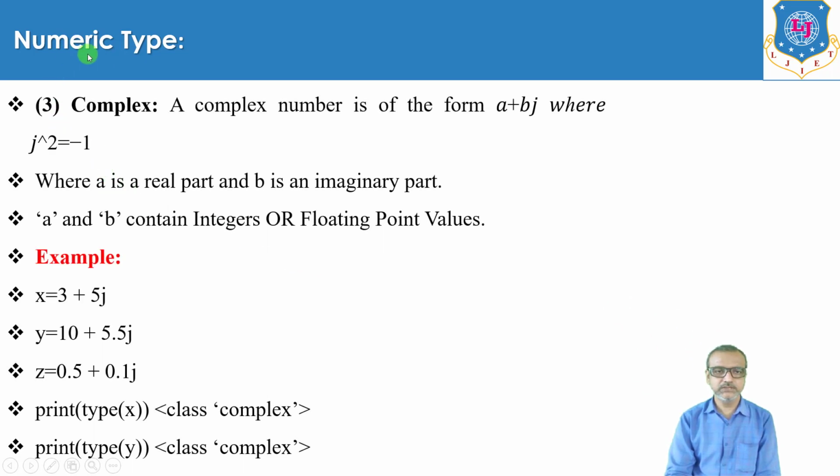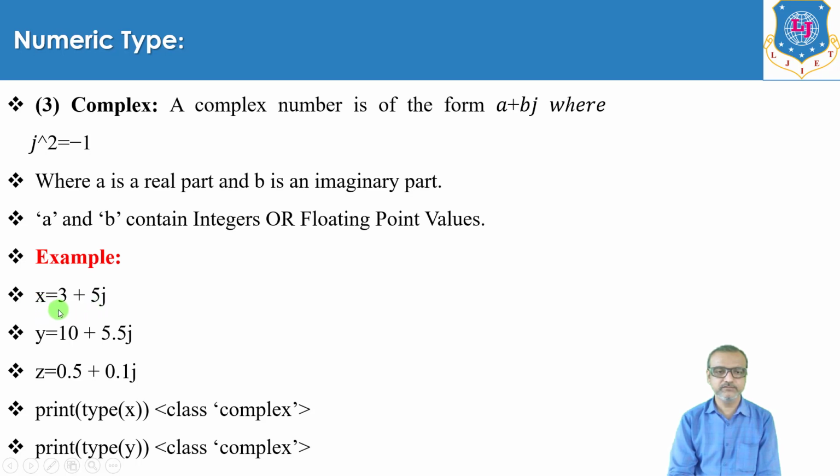Now we have the third numeric type, that is complex. A complex number is of the form a plus bj, where j squared equals minus 1, where a is a real part and b is an imaginary part. a and b contain integers or floating point values. Always keep in mind this important point, that the real part and the imaginary part may be integers or floating point values.